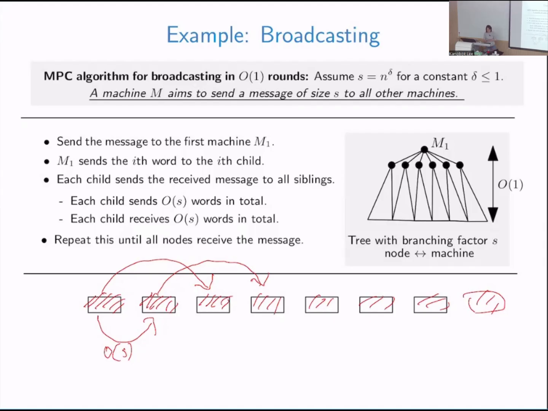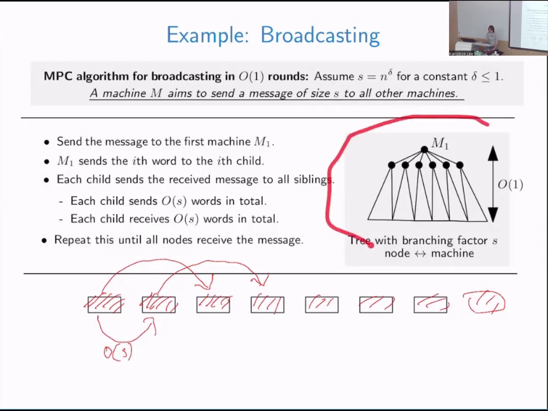When we talk about MPC algorithms, we measure performance as the number of rounds. So we don't care about the computation time. We only care about the number of rounds. This is a constant rounds algorithm for broadcasting.